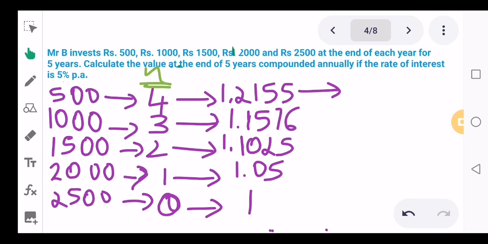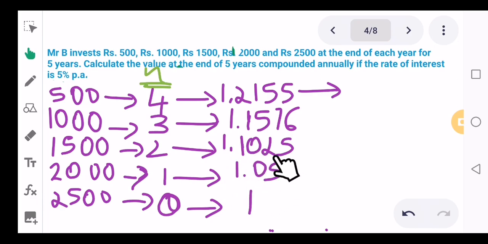How much will 500 be at the end of the 5th year? How much will 1000 be at the end of the 5th year? How much will 1500 be? How much will 2000 be? How much will 2500 be at the end of the 5th year? At the end of the 5th year, 2500 is going to be 2500 itself. That is why I have been taking it as 1. 1 rupee is going to be 1 rupee only at the end of the 5th year. But 1 rupee will not be 1 rupee at the end of the 4th year. There it will be 1.05.